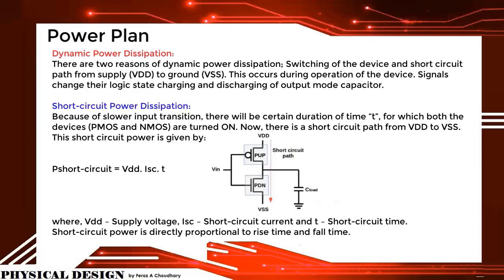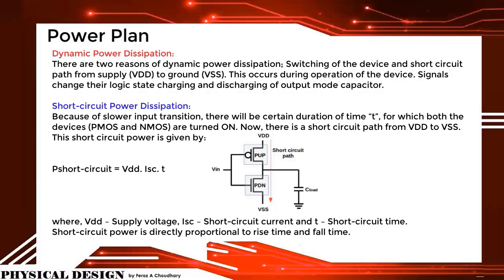Dynamic power dissipation. There are two reasons for dynamic power dissipation: switching of the device and short circuit path from supply, that is VDD, to ground, that is VSS. This occurs during operation of the device. Signals change their logic state, charging and discharging the output node capacitor.